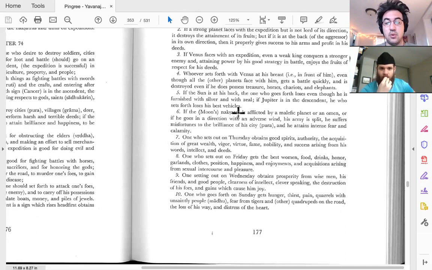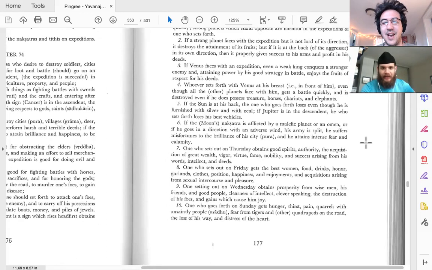And then he talks about the moon's nakshatra being afflicted. So again, a little mention of the nakshatra. This is the first time, in 75-6, yes, 75-6, where we see the word nakshatra.